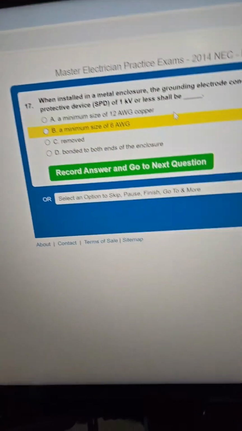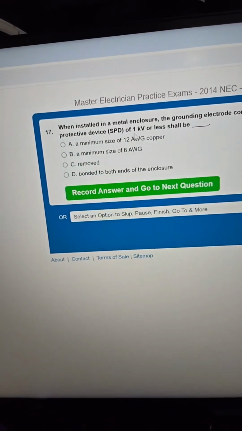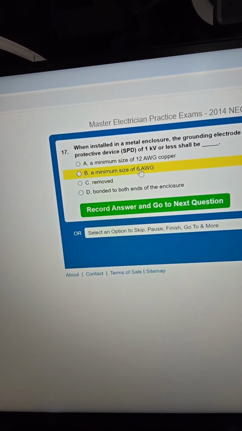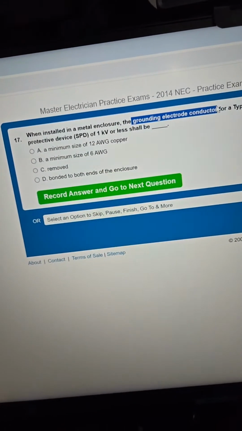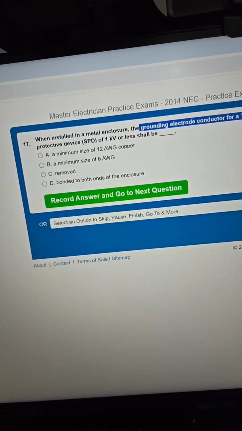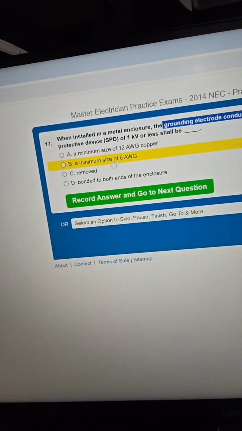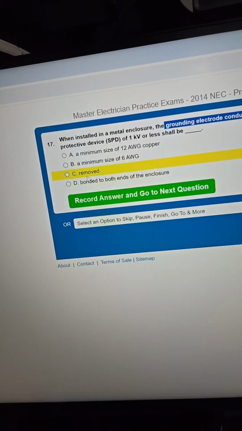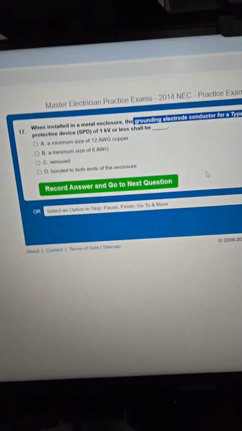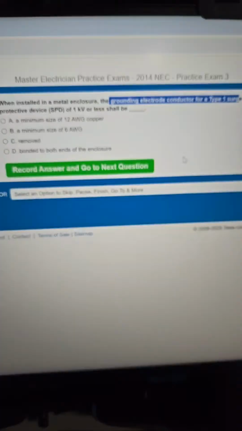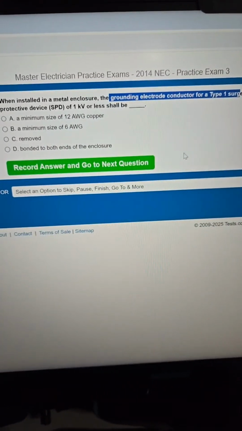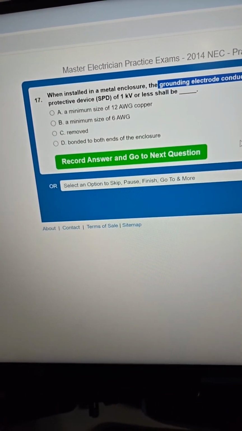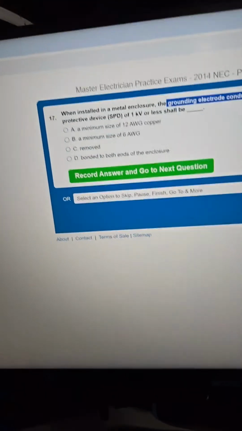Install a metal enclosure as the ground electrode for a Type 1 surge protective device, 1 kV or less, shall be the grounding electrode conductor, that's to be the neutral, to a Type 1 surge protective device. Install a metal enclosure, the grounding. So this is the ground, the green. Should be at least number 12.